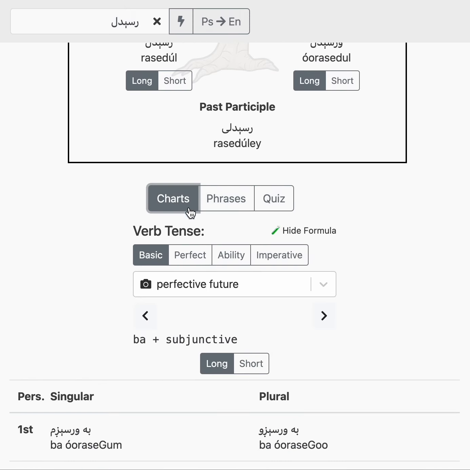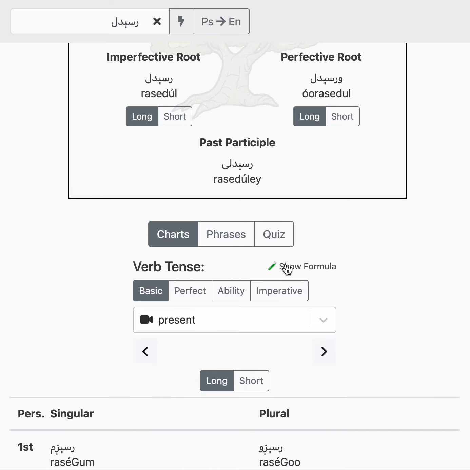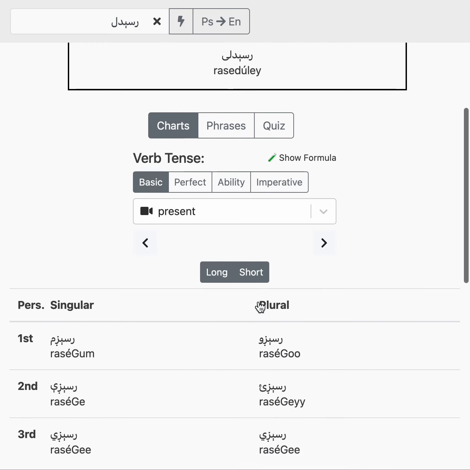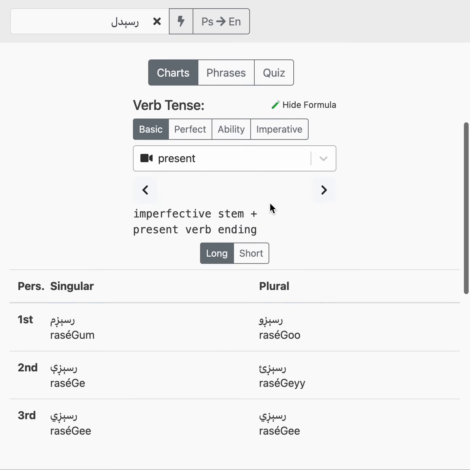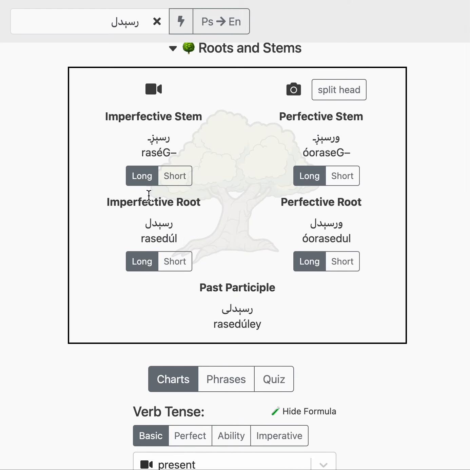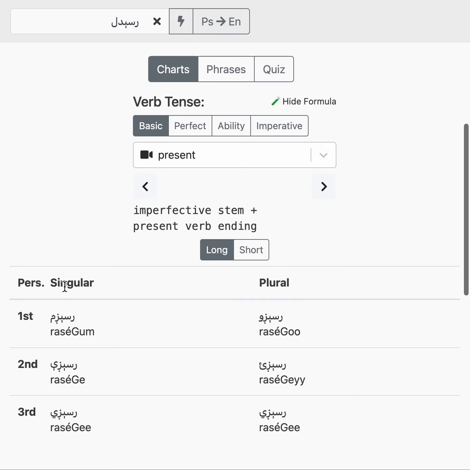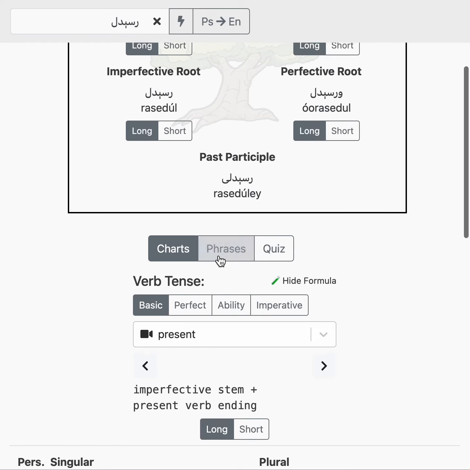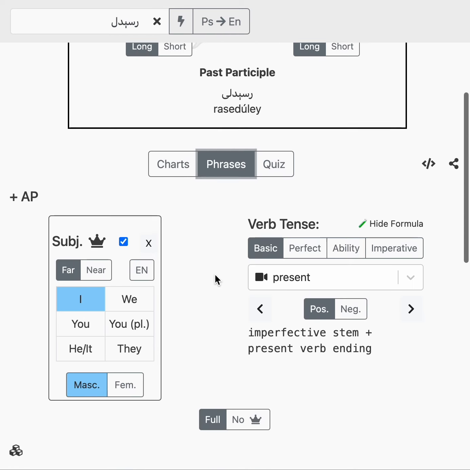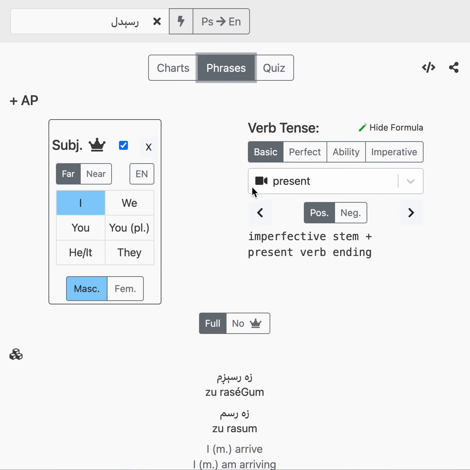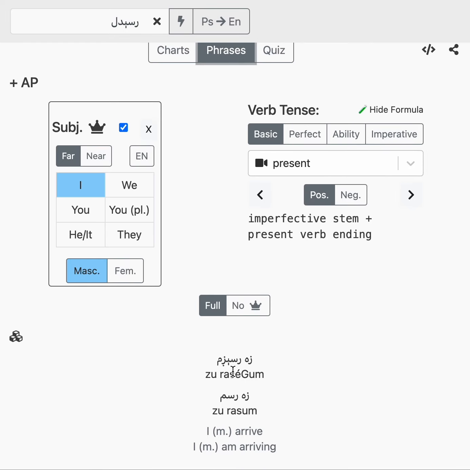So when we go down here, we can look at the charts. Let's start with the present. We can look at what formula is used for the present verb: you use the imperfective stem and a present verb ending. So we're going to use the imperfective stem and the present verb ending to say zarasigam is I arrive or I'm arriving. Tarasigi, you arrive or you are arriving. Hagarasigi is he is arriving or he arrives. And then we can also look at this as phrases instead of the charts. So if I arrive, then it's zarasigam, like that.